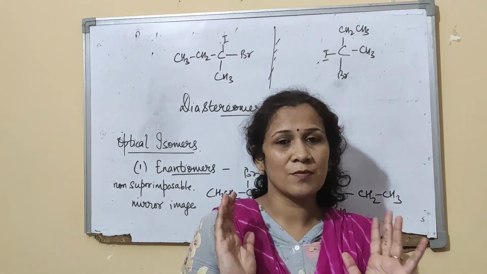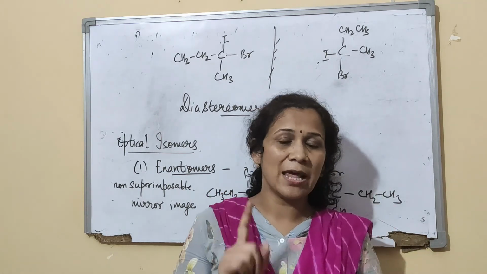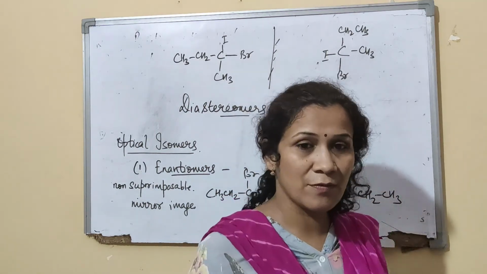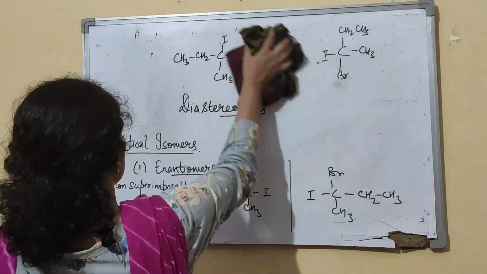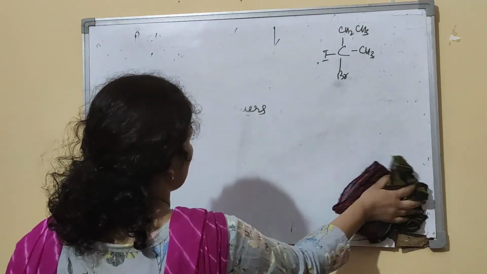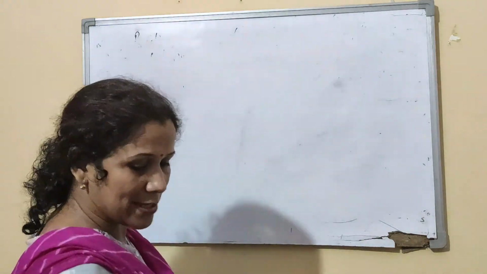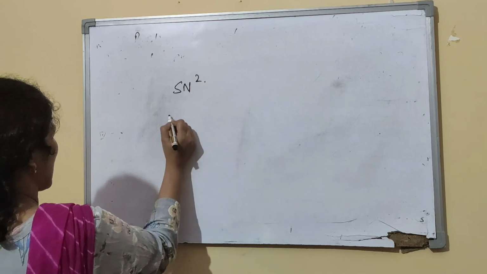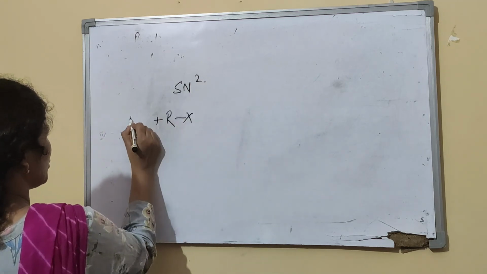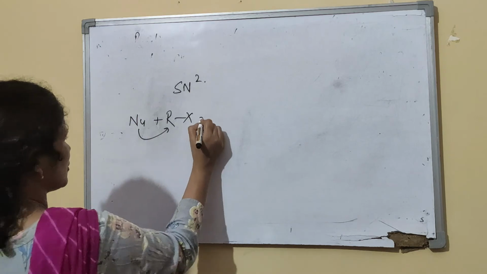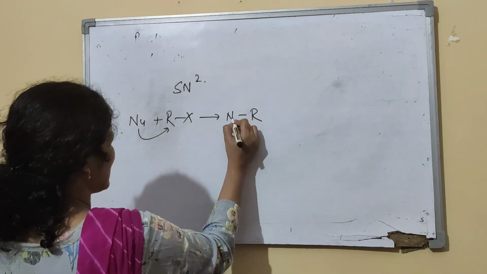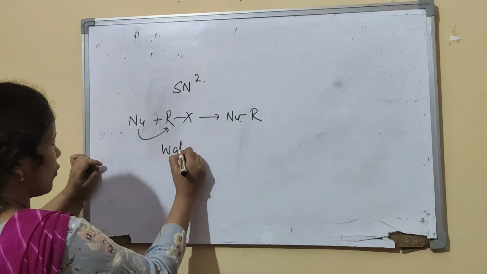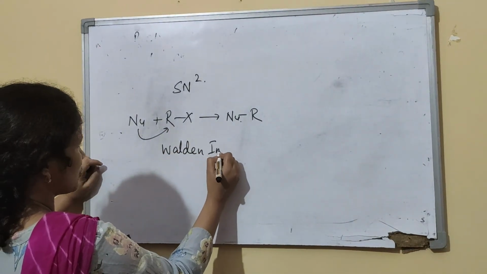Now one thing more in this: in SN1 and SN2, we talked about Walden inversion and racemic mixture, that we will just see. That will be the last thing that we have to do in this. When we talked about the SN2 mechanism, it was RX getting attached to a nucleophile. You can see the attack of the nucleophile is always from the back side. This is known as Walden inversion.